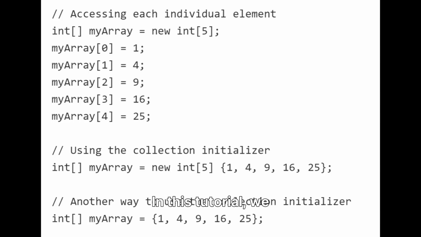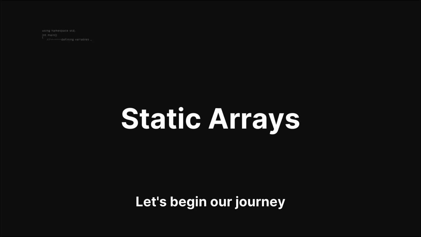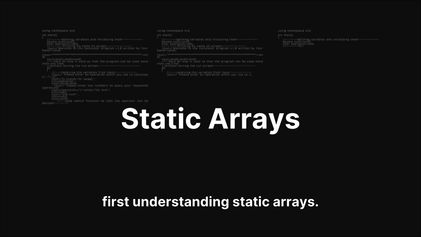In this tutorial, we will explore two primary C# collection types, static arrays and dynamic lists. We'll compare their features, benefits, and ideal use cases. We'll cover their declaration, practical usage, inherent limitations, and when to strategically choose each one. This will help you make informed programming decisions. Let's begin our journey into C# collections by first understanding static arrays.